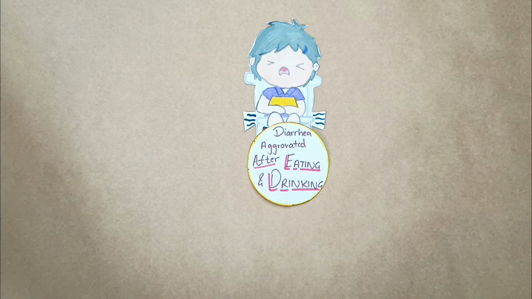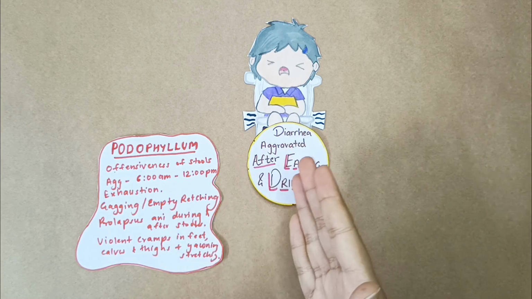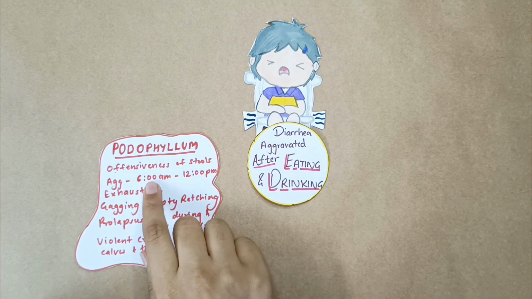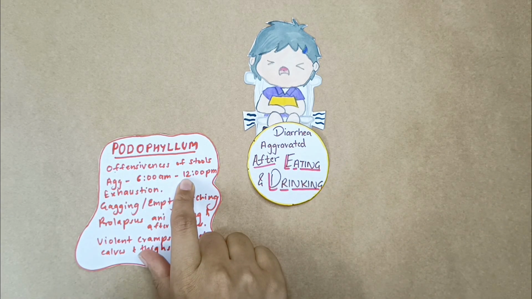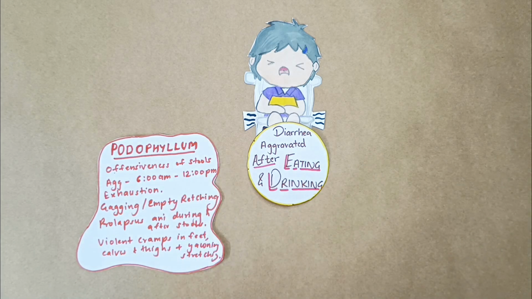So a very important remedy in which this modality of aggravation after eating and drinking is present is podophyllum. But what is the difference? Even if the same thing is present, podophyllum has more offensive stools. So a lot of offensiveness of stools is present. Another thing is that there is aggravation from 6 a.m. to 12 p.m. specifically. After 12 p.m. the intensity of symptoms goes down, but from 6 a.m. to 12 p.m. there's a lot of aggravation.